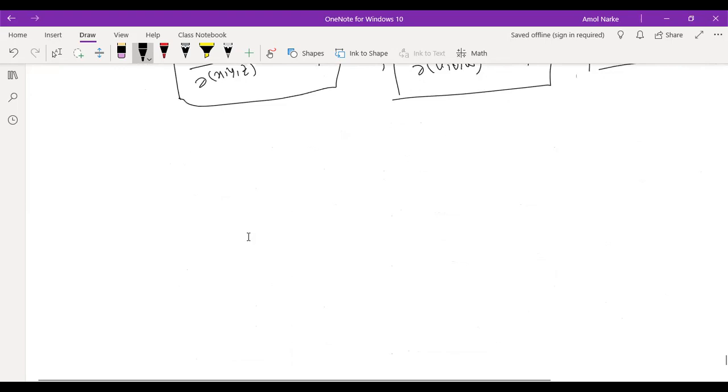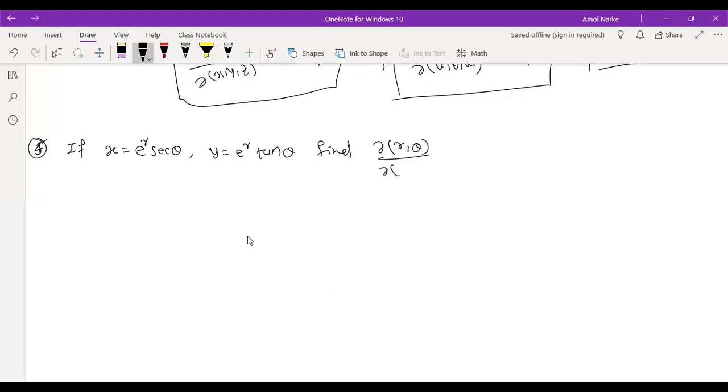So I'm going to give you a 2 by 2 example. You just try to solve this. Example number, I think 4th, 5th. Fifth example. If x is equal to e raised to r sec theta and y is equal to e raised to r tan theta, find the Jacobian of r and theta with respect to x and y.